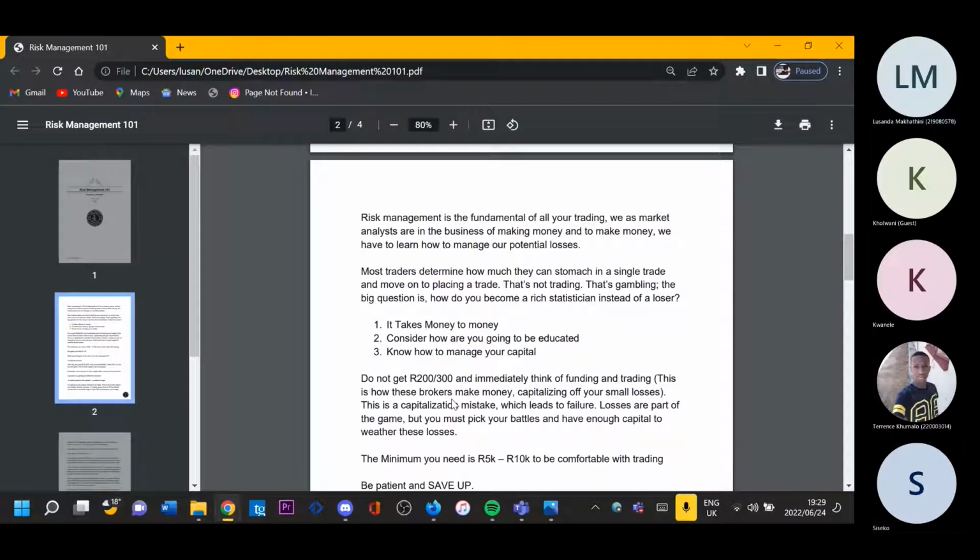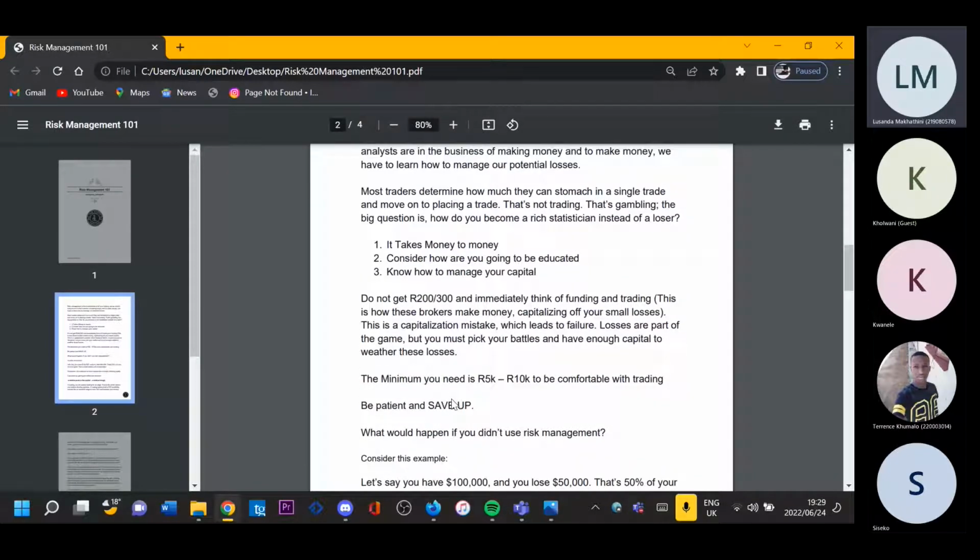And thirdly, you need to know how to manage your capital. Don't get 200 or 300 and think I should start funding my account, because 200 or 300 is not going to get you trading properly. You're going to blow that account, and keep on blowing it, and this is how brokers make money. They capitalize off your small losses.